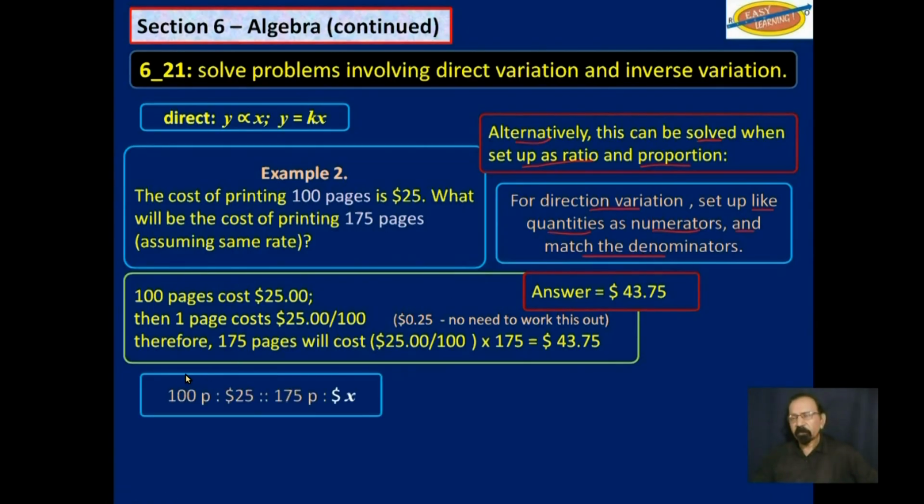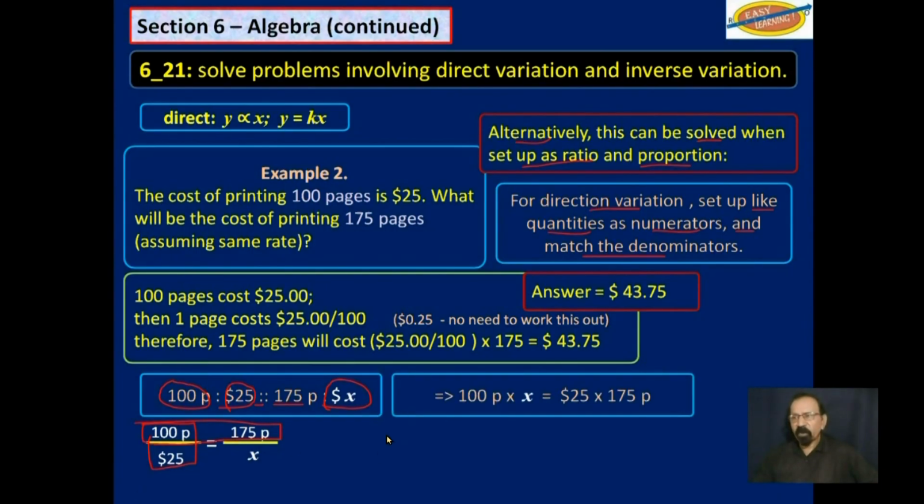So what we have is 100 pages is to $25 as 175 pages is to what? When you set that up as fractions, you get 100 pages over 25 is equal to 175 over x. Notice pages are both numerators. You could set them up as both denominators as well, but do not cross them over.